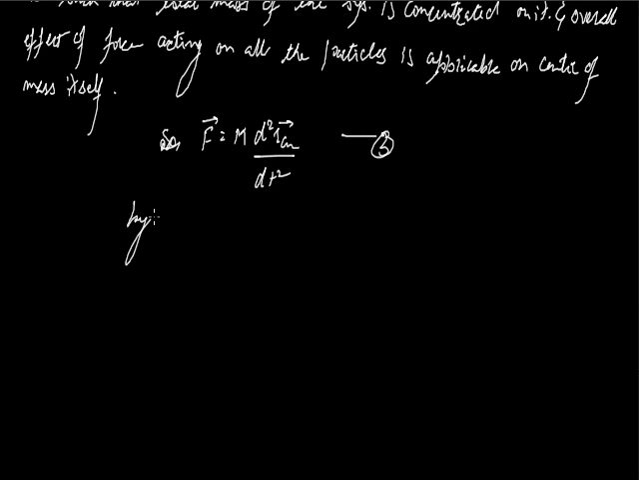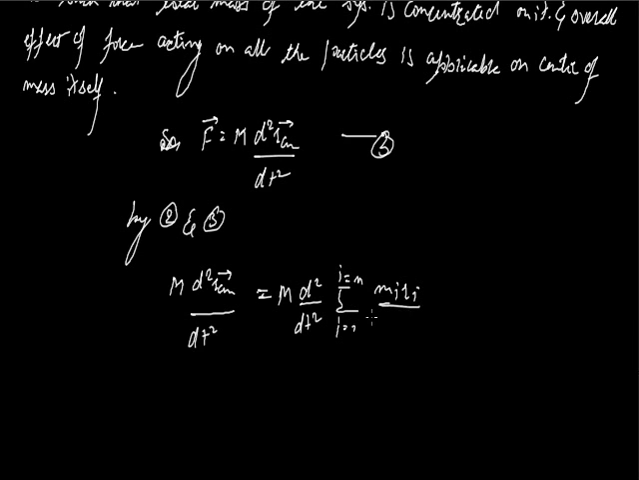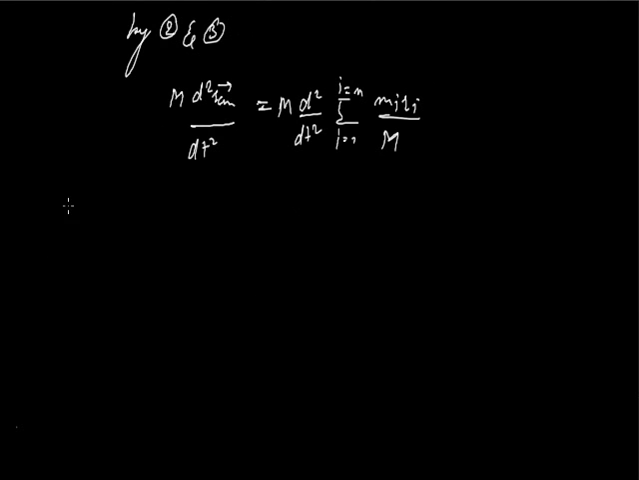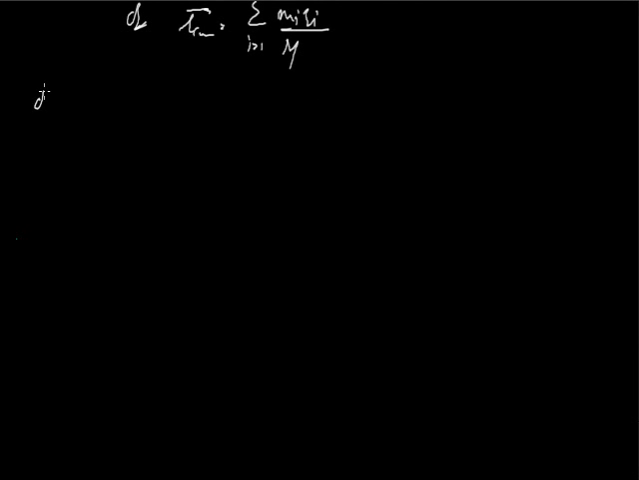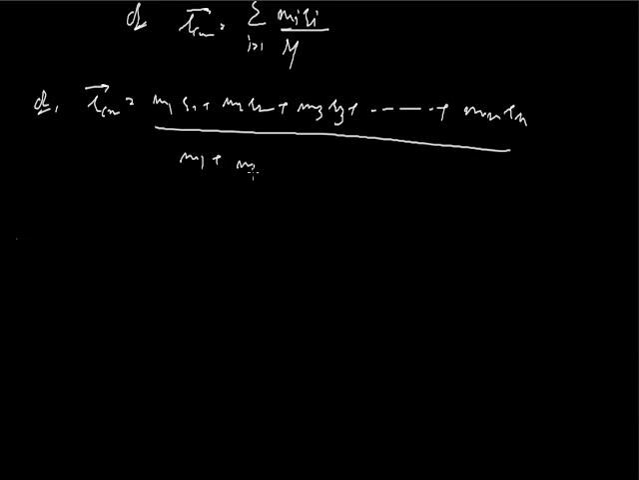By equations 2 and 3, what we have is M d square rcm by dt square equal to d square by dt square of the sum of mi ri, so we can write the position of the center of mass as rcm equal to the sum from i equal to 1 to i equal to n of mi ri upon capital M. Expanding the whole equation, we can write rcm equal to m1 r1 plus m2 r2 plus m3 r3 plus up to mn rn, upon m1 plus m2 plus up to mn.